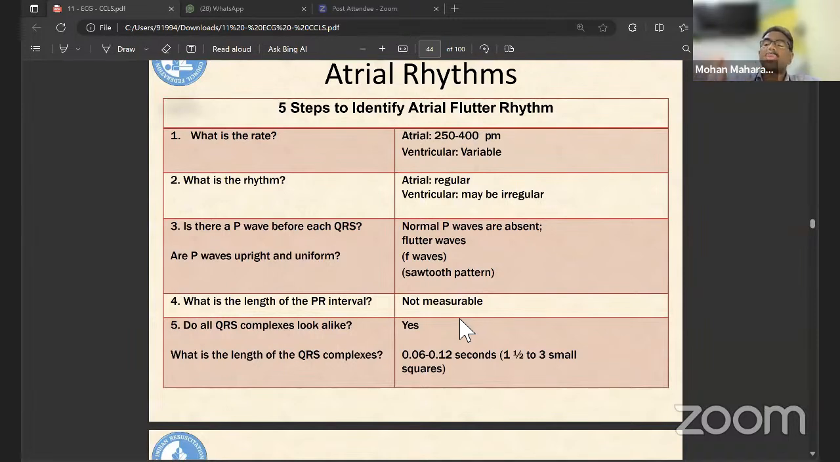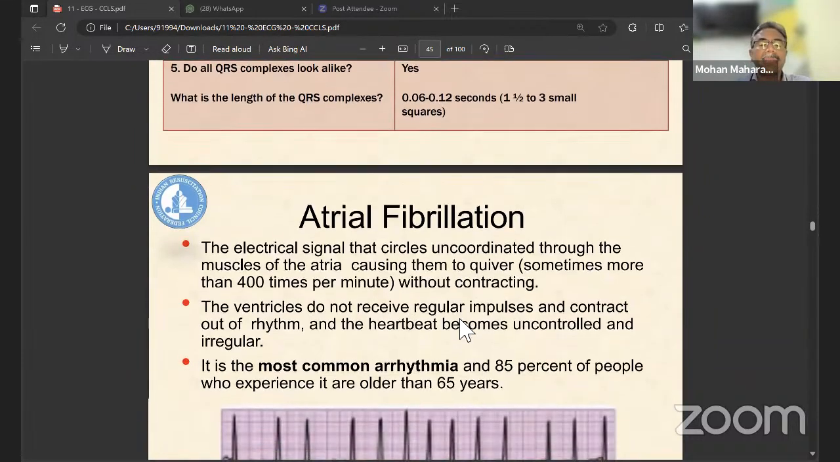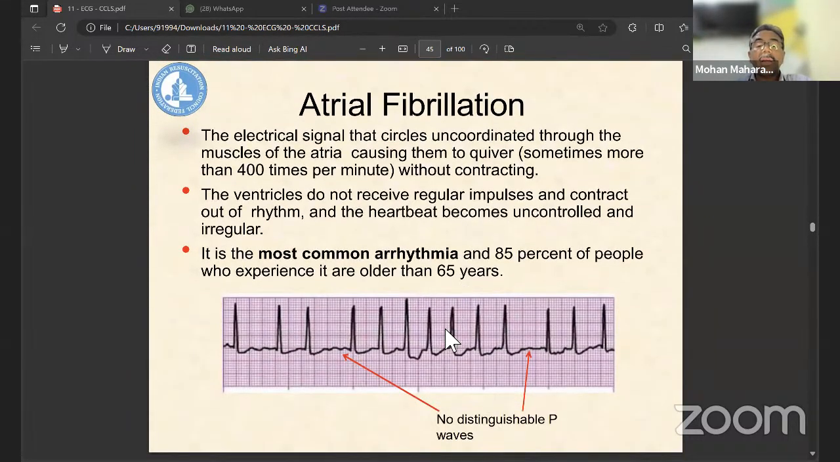Whether you call it supraventricular or atrial arrhythmia, these are the four things. You call it supraventricular because it is not below the ventricle. Now atrial fibrillation, which is irregular and is the most common arrhythmia. 85% of the people who experience it are older than 65 years, and the atrial rate is 250 to 400, up to 400 times per minute.